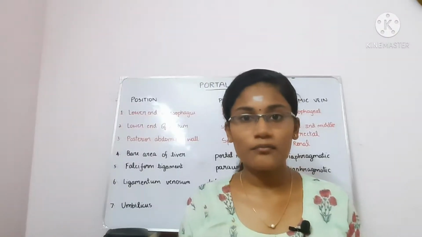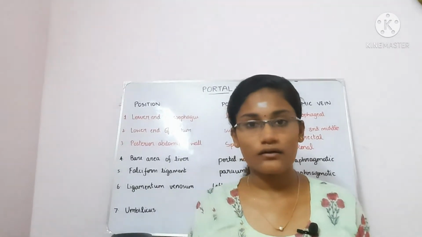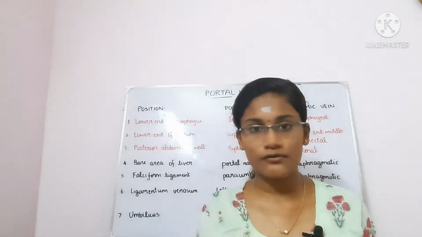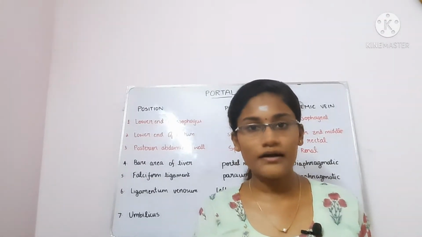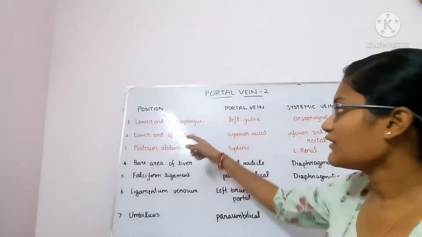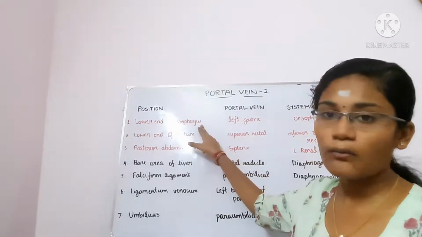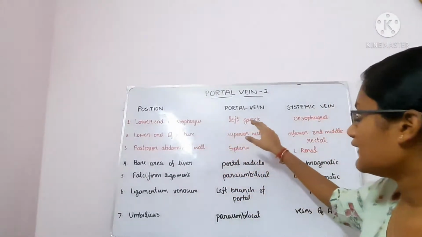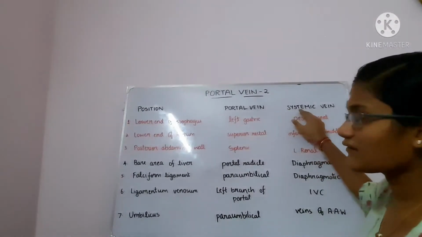Now let's talk about the portocaval anastomosis. It is also called the portosystemic anastomosis, and through this anastomosis the portal blood will communicate with the systemic blood. Some of the sites of portosystemic anastomosis are given here. First, in the lower end of the esophagus, the left gastric vein is the portal vein, and the esophageal vein is the systemic vein.